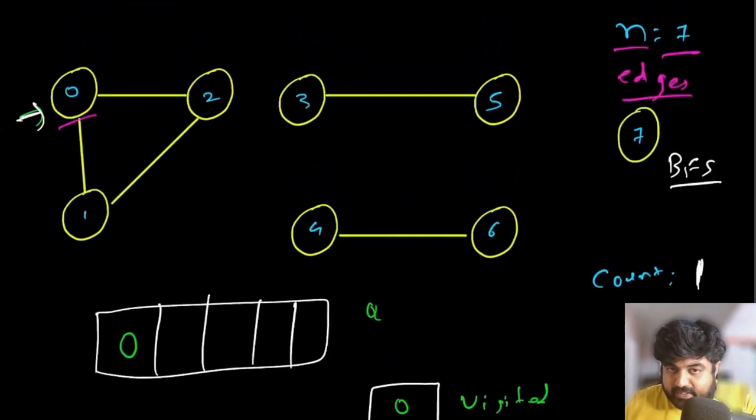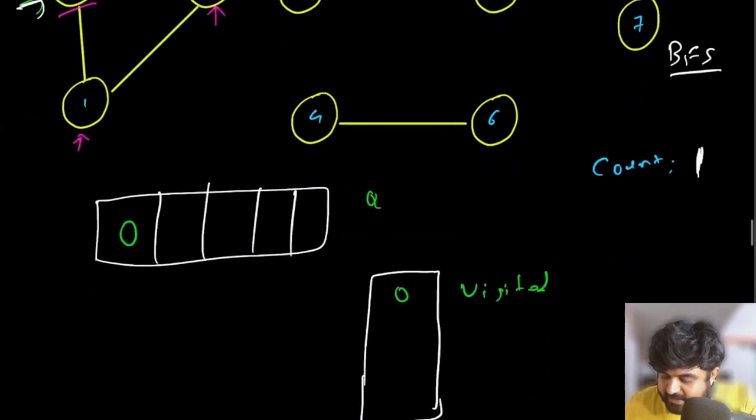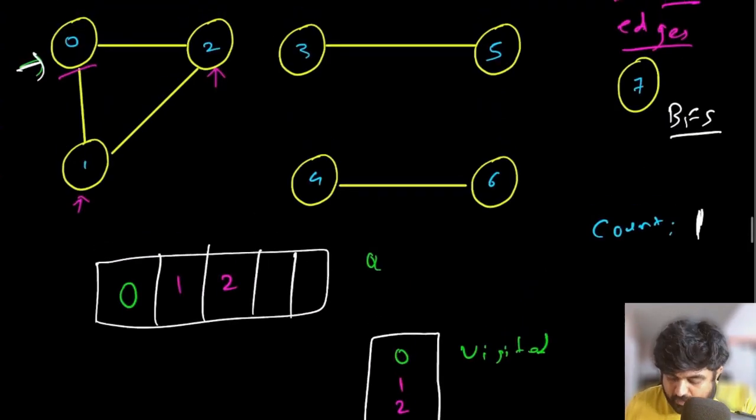Now for this 0, it has two neighbors. First neighbor is neighbor 2 and neighbor 1. Currently both are not visited. So let's just add entry 0, 1 and 2 over here. And then we will mark 1 and 2 inside our queue, because we need to do something with that. Currently the count is still going to be 1 because all the nodes are connected.